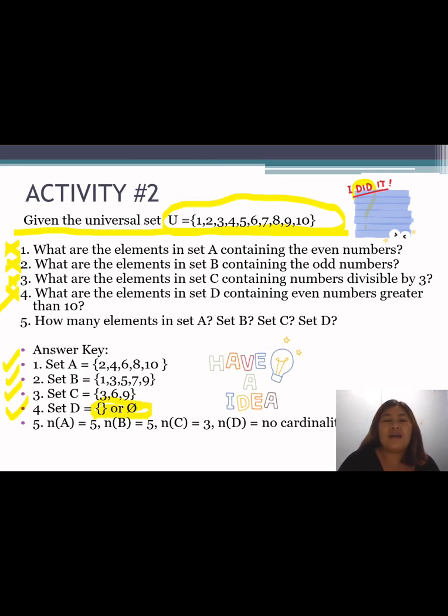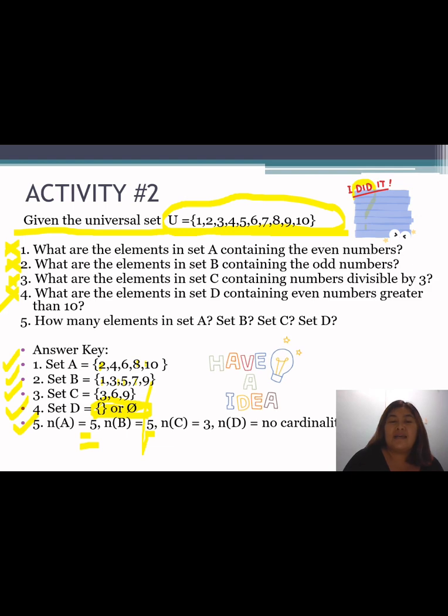And then the last one is how many elements in set A, set B, set C, and set D. Remember, the elements of a set is also the cardinality of the set. So how many elements do we have in set A? It's 1, 2, 3, 4, and 5. So therefore, we have 5 elements. The cardinality of set A is 5. And then in B, we have 1, 2, 3, 4, 5. So we have 5 elements. So the cardinality of the set B is 5.